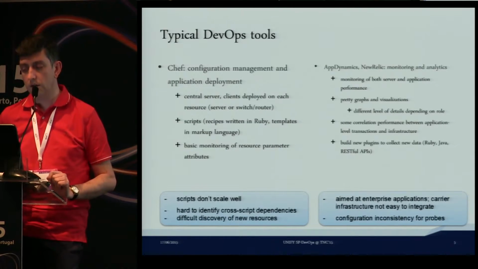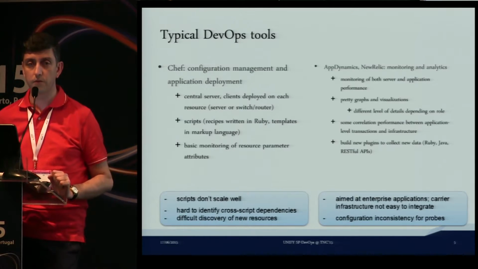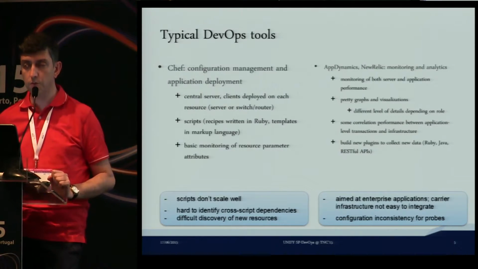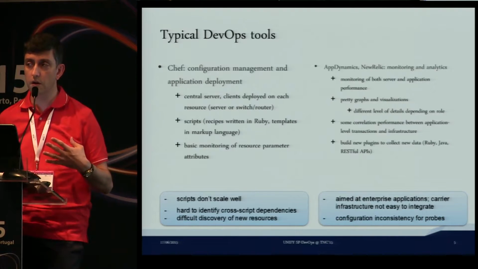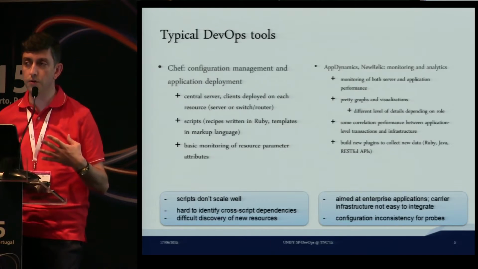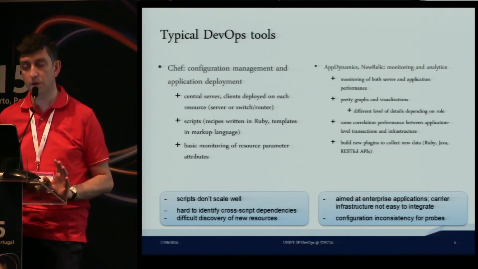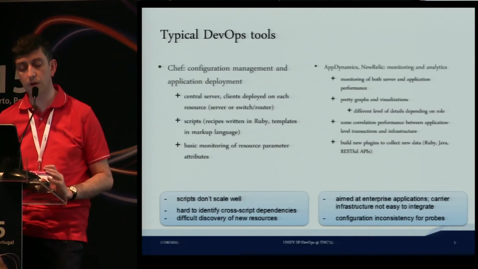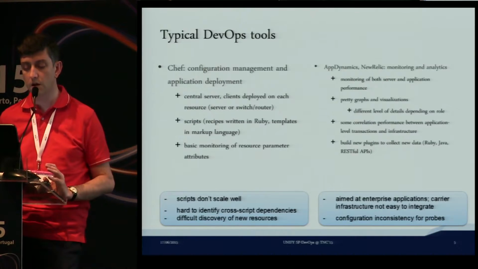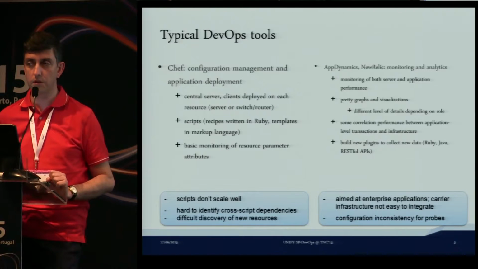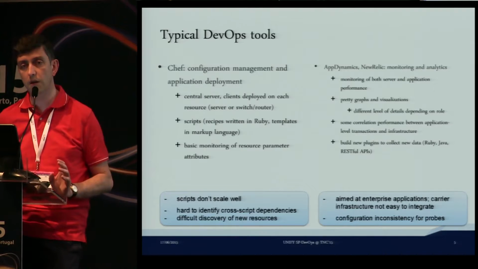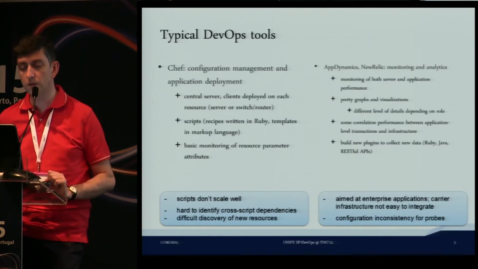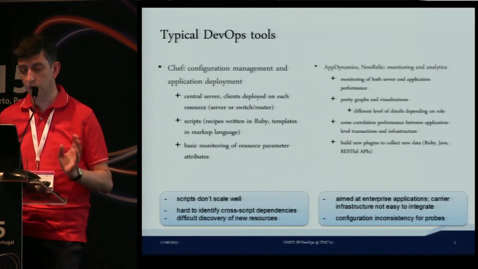So what's the downside of using these tools? Well, when it comes to Chef-style configuration management, scripts don't scale very well. After a while, operating large quantities of infrastructure, you end up with a lot of scripts, and then it's very hard to identify cross-script dependencies, and it's difficult to discover new resources. By the way, when we talk about cloud orchestration, VMs can be created at any given time, so it's difficult to integrate that with cloud orchestration.